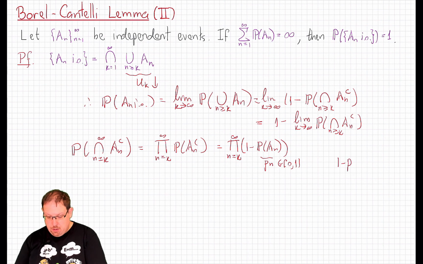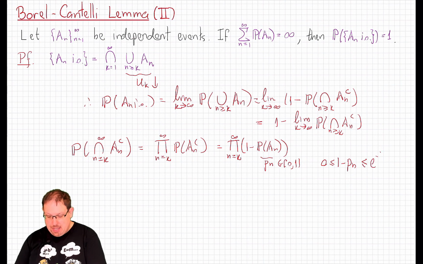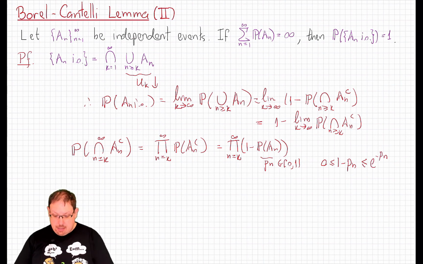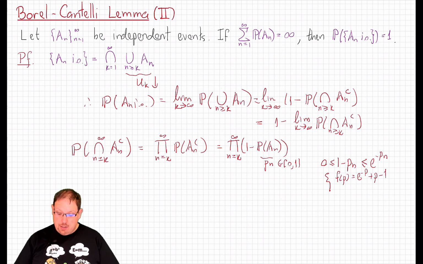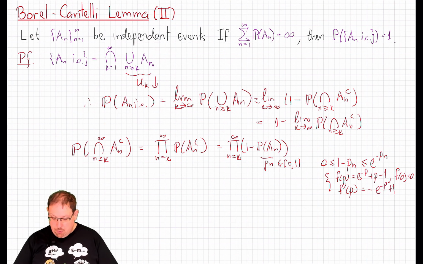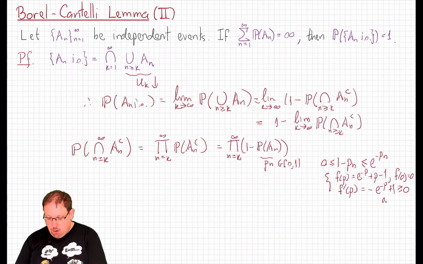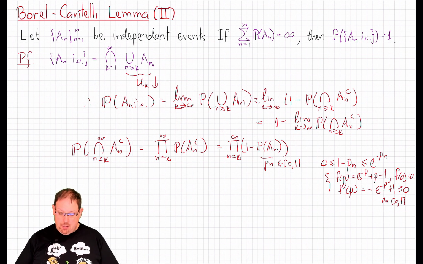And I just want to note that 1 minus P_n is a non-negative number, but it's also bounded above by e to the minus P_n. That's a simple calculus exercise. Consider the function f(p) = e^(-p) + p - 1 on the unit interval. Notice that f(0) is equal to 0, and calculate that this differentiable function has derivative equal to minus e^(-p) + 1, which is greater than or equal to 0 on the unit interval, because e^(-p) is less than or equal to 1 there. Therefore, this is a non-decreasing function which starts at 0, and therefore it's non-negative on the unit interval, which is exactly to say this.